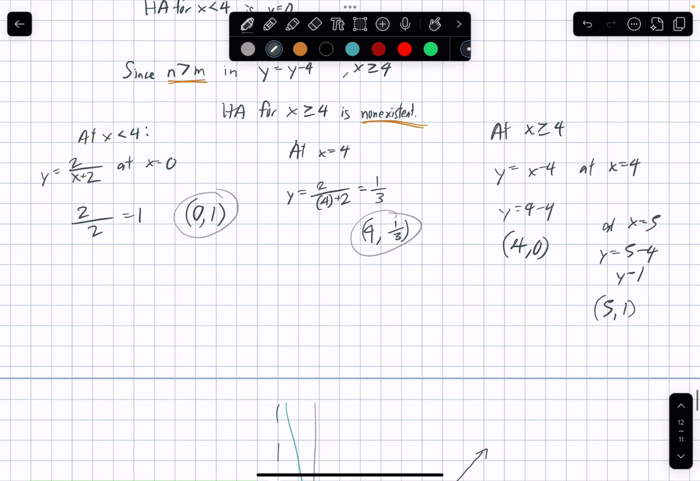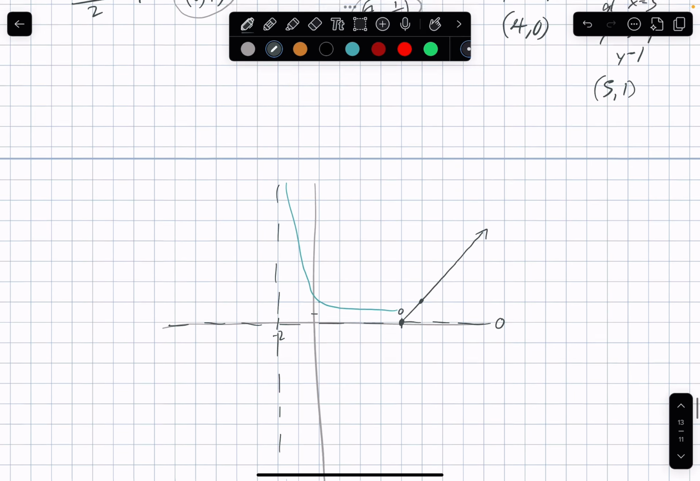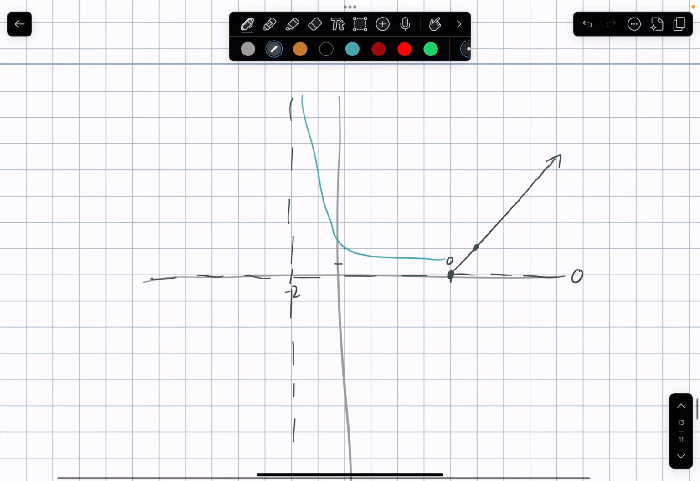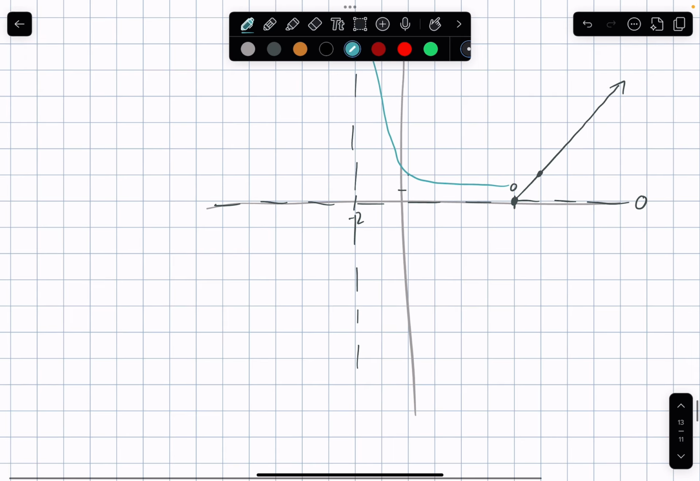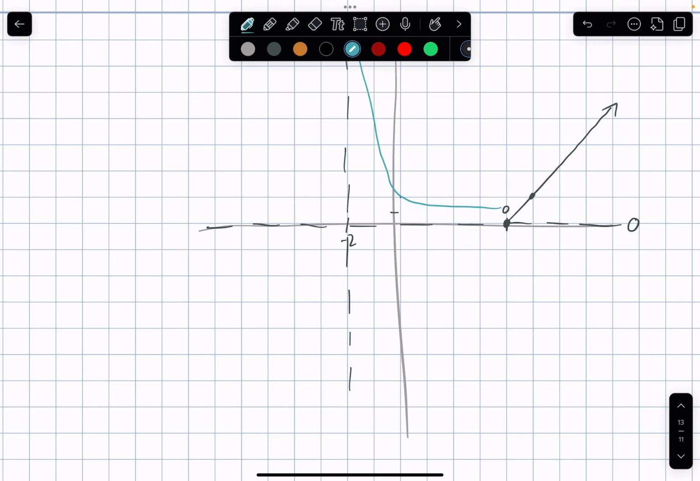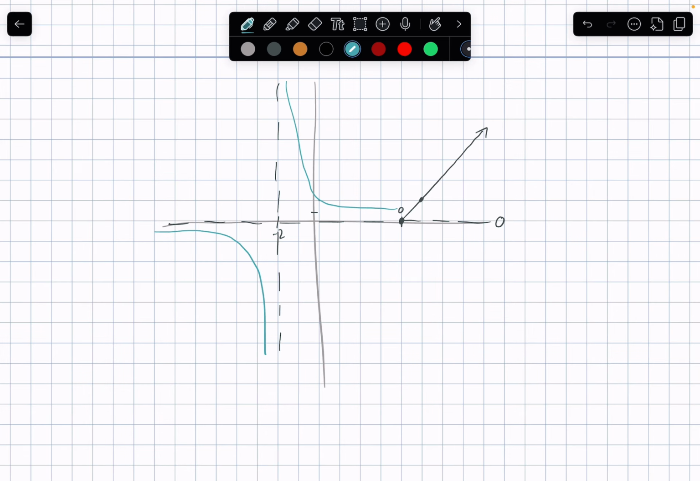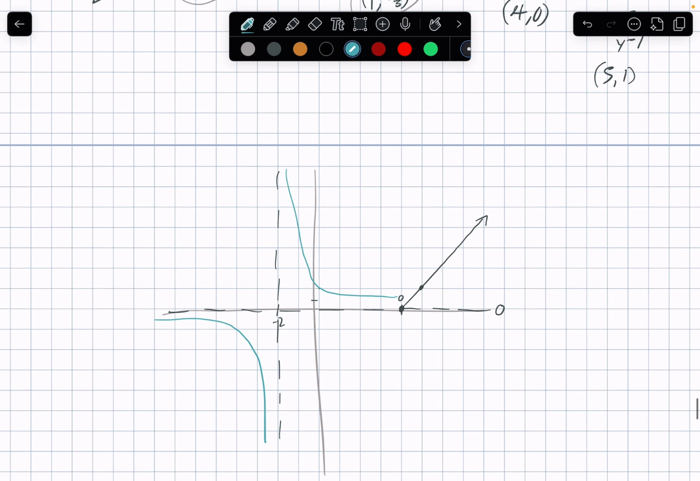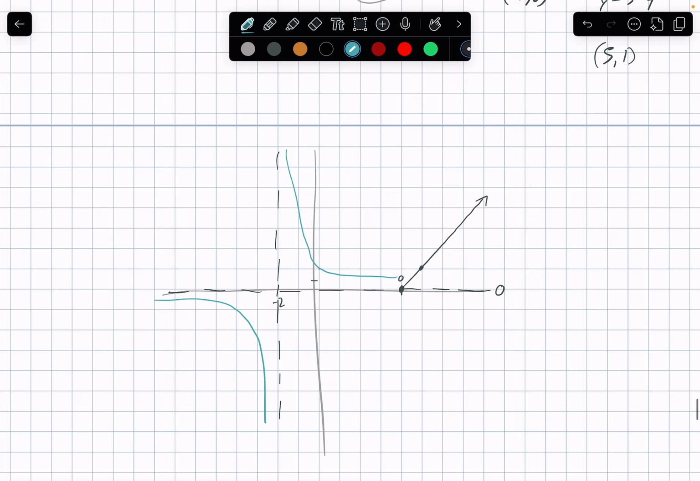So that is another part. Definitely, since we have infinite discontinuity, we have another part written like that. So yeah, that's it. That's our crude graph.